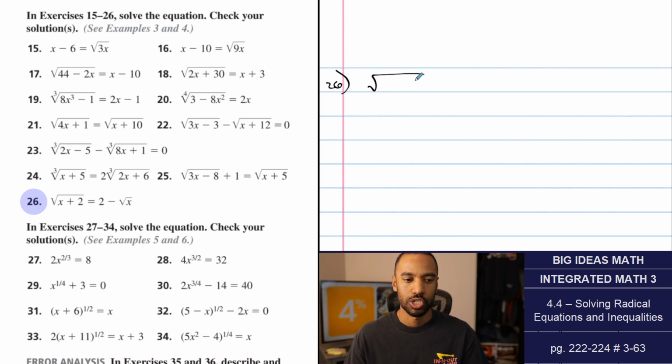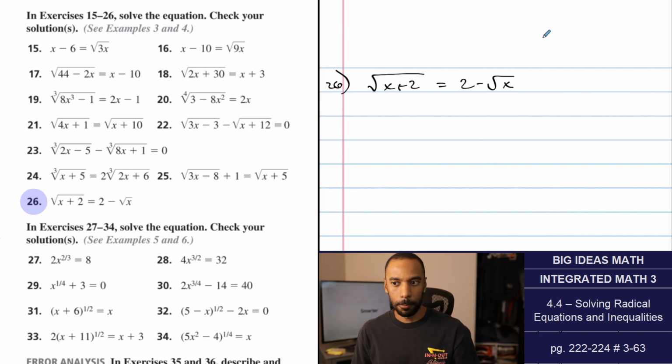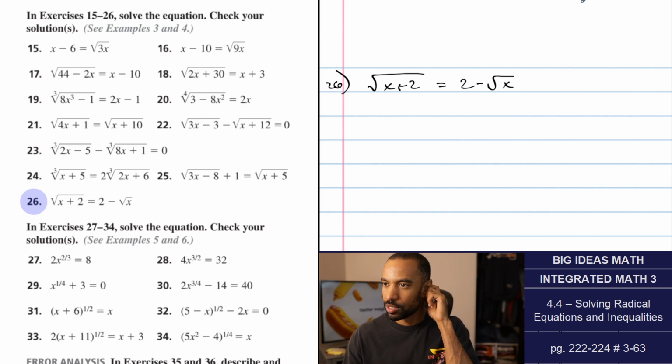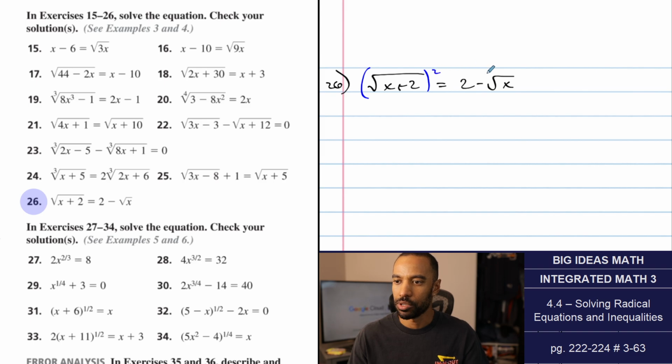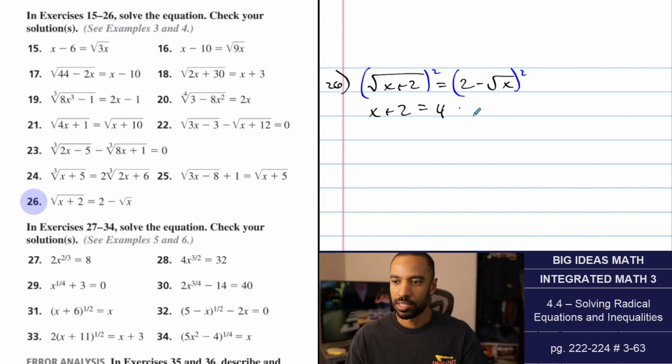All right, number 26: square root of x plus 2 equals 2 minus square root of x. Once again, make sure one radical is isolated, and it is. So we can square both sides right now. You just got to be very good at your perfect square trinomial biz. So this becomes x plus 2. A squared is 4, plus 2ab, that's minus 4 root x, plus b squared is x.